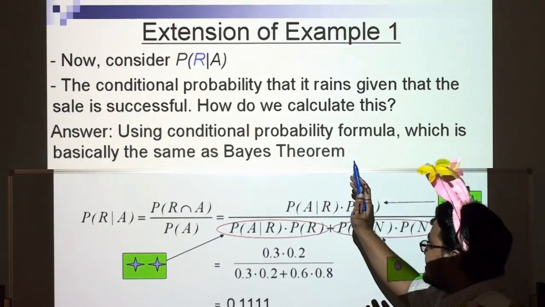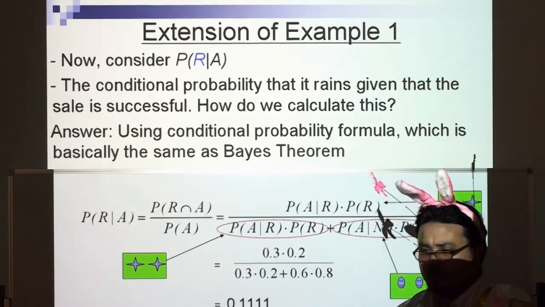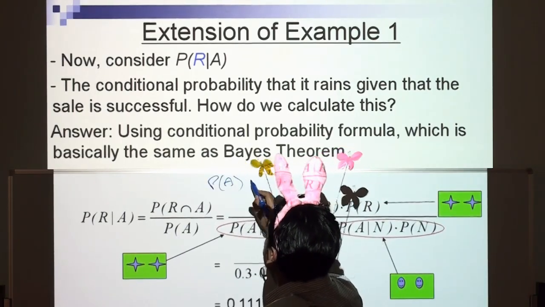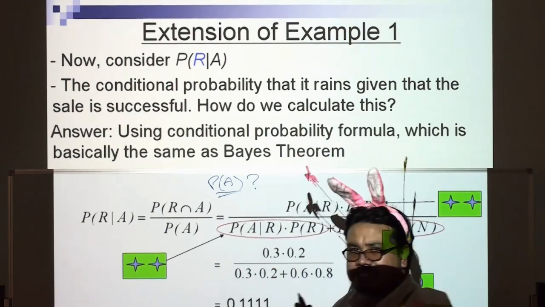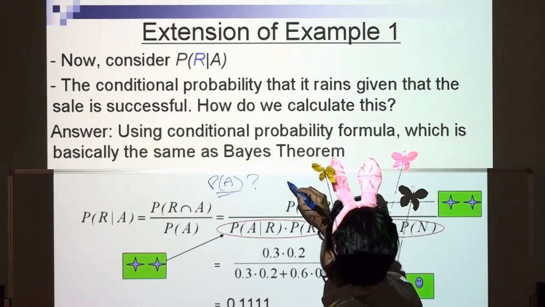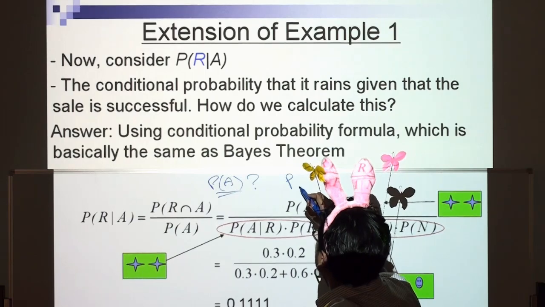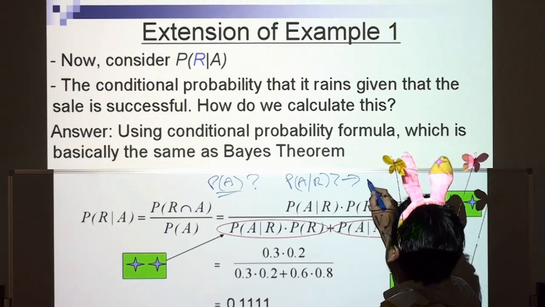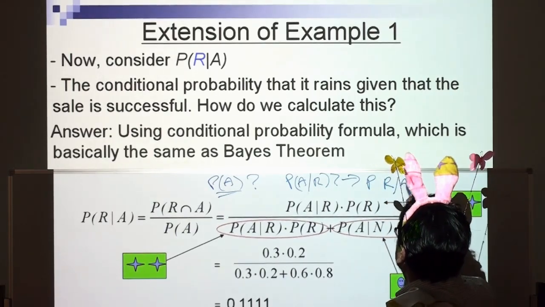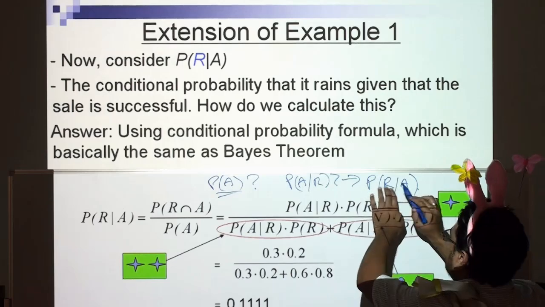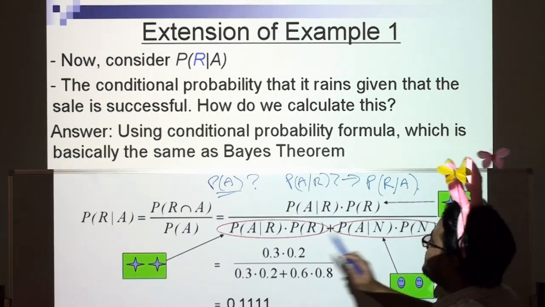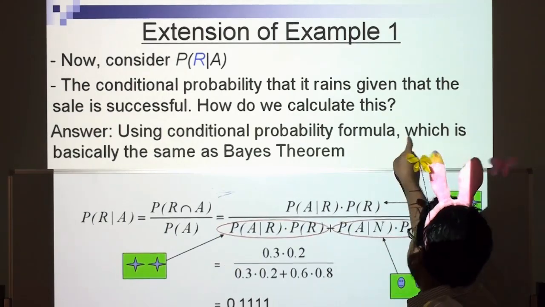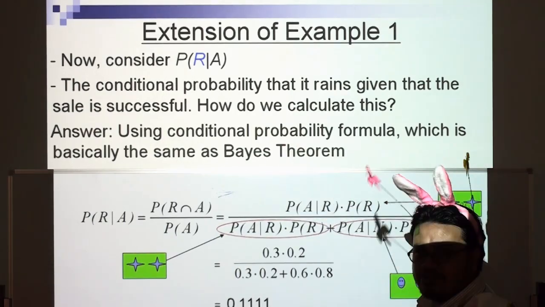Okay. Now let's have an extension of example 1. So in example 1, we just showed you the probability of A, probability of success. What if we wanted to know, instead of the probability of success given rain, the probability of rain given success? So what's the probability of rain if we are successful? Now, the conditional probability that it rains given that the sale is successful, how do we calculate this?